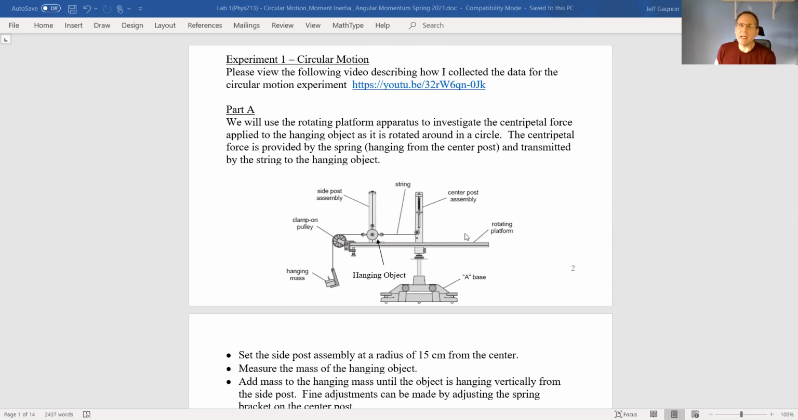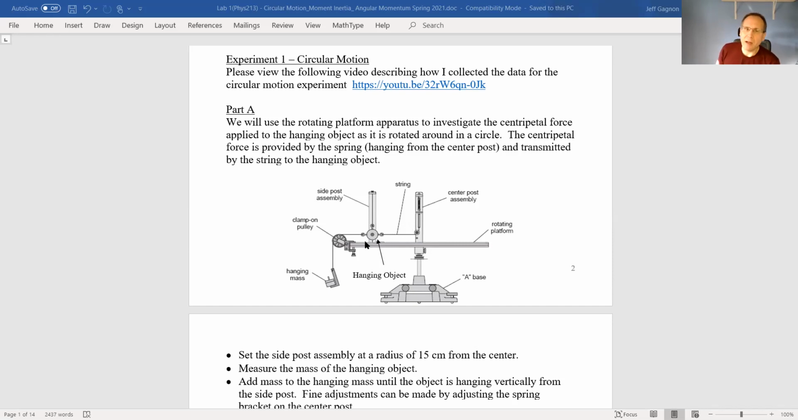And you're going to rotate it at a certain speed, a certain angular speed, so a certain omega, such that the hanging object hangs vertically. Okay, and then what keeps it going in a circle? So if you were to look from above, you would see its circular motion. It's going to be the tension in the string here.